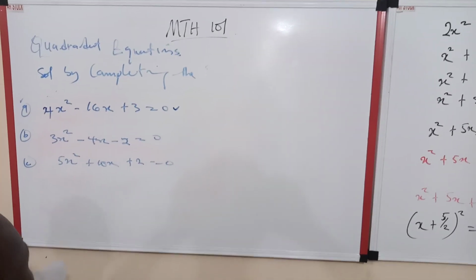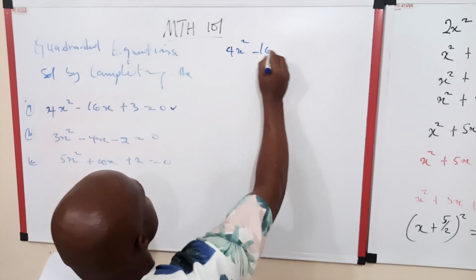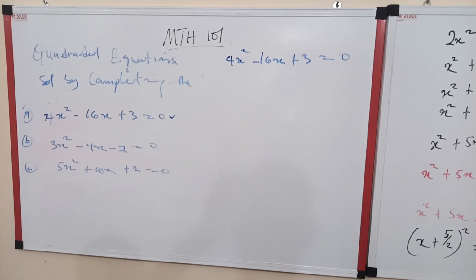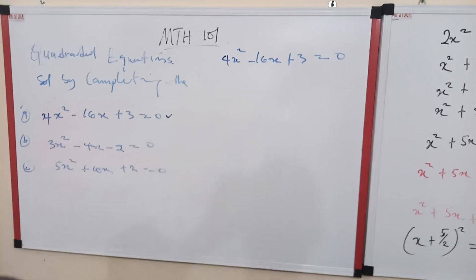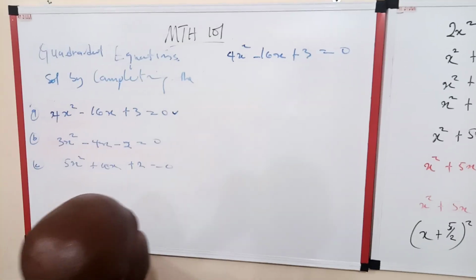Now, we are going to solve this. What we have here is 4x squared minus 16x plus 3 equal to 0. Now, completing the square method, what do we do? First of all, the a here is greater than 1, so we divide everything through by a first.